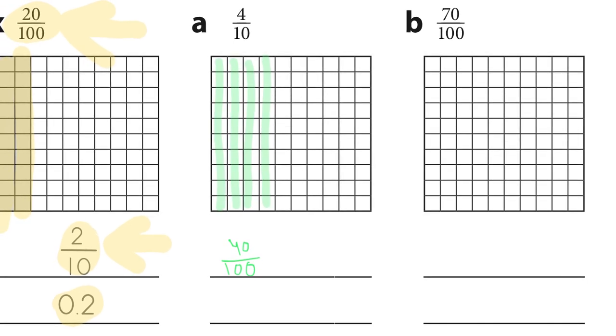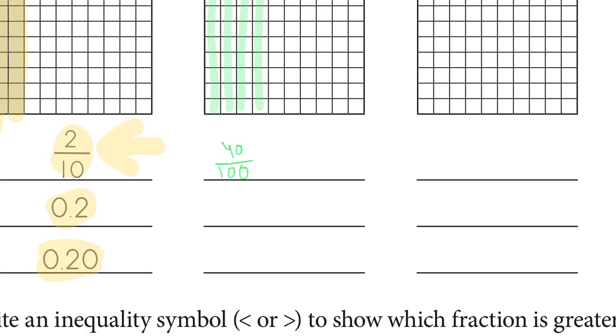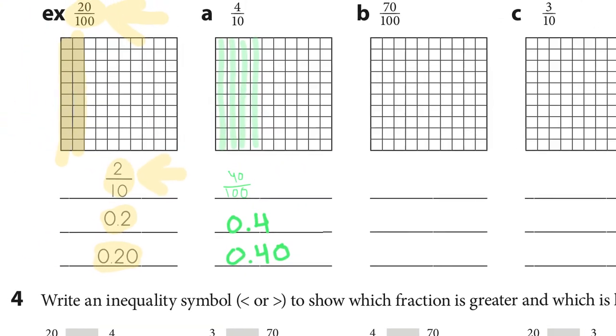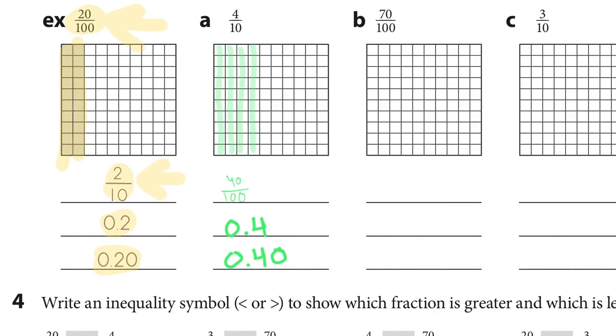Now that we have done the fraction versions, 4 tenths, 40 hundredths, just write the decimal versions below. So I'm going to write 4 tenths as 0.4, and I'm going to write 40 hundredths as 0.40. All of the things that we just wrote are the same thing spelled differently.